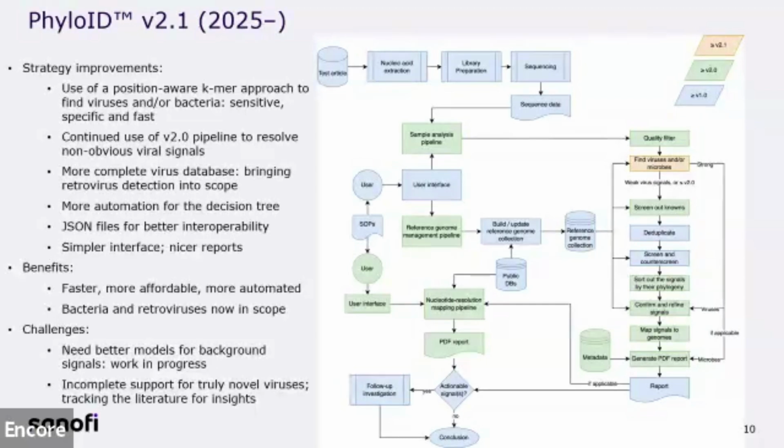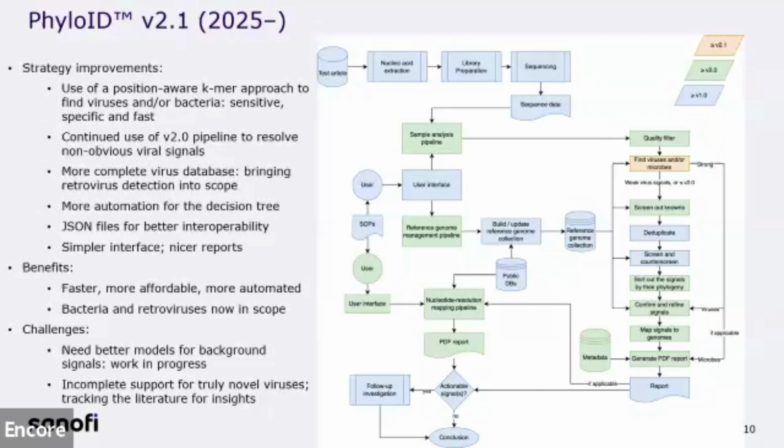The improved virus database, RefSeq supplemented with RVDB, really helped us to identify more things. And so now retroviruses are being properly detected, whereas they were not before. So it's faster, more affordable, more automated. Bacteria and retroviruses are now in scope. But of course, the story never ends because evolution continues.